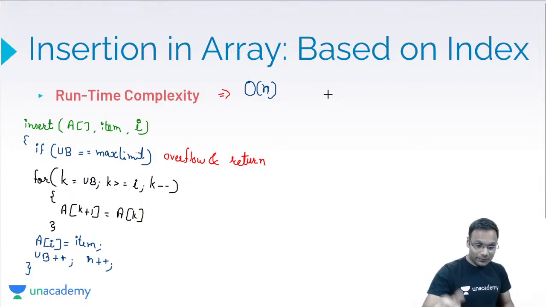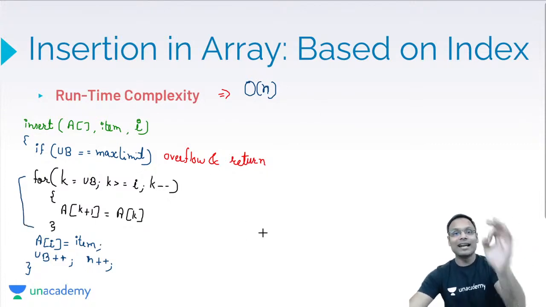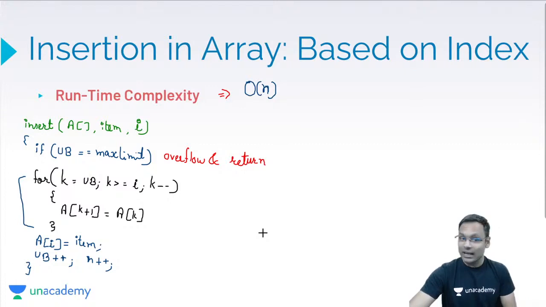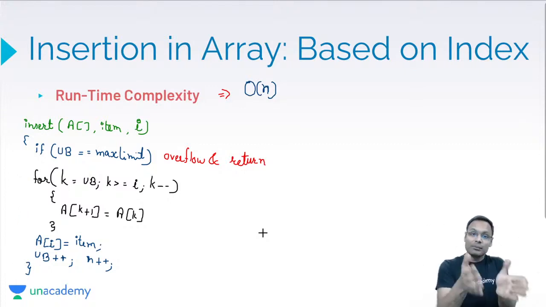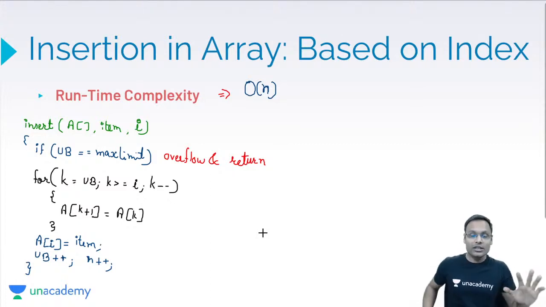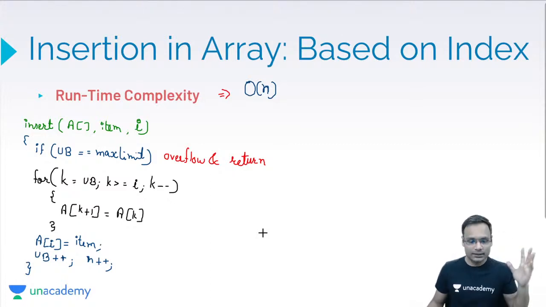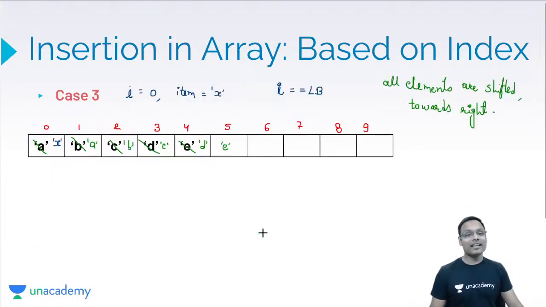So what I am saying is big O of n. Why? Just because the number of times this loop runs is not fixed, it will not always run n times. It may run n times, it may run less than n times, it may not even run, right? So that is why we wrote the complexity as big O of n. Maximum shifting is n.